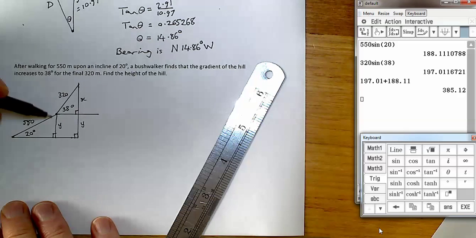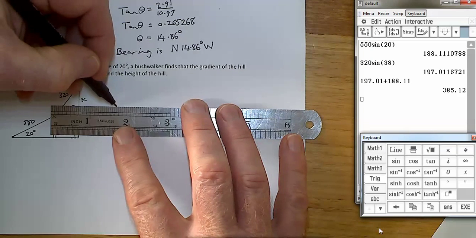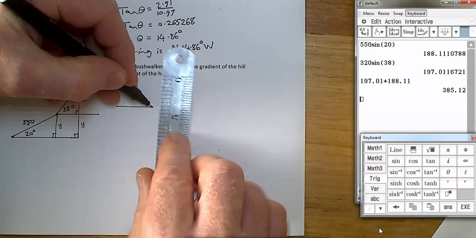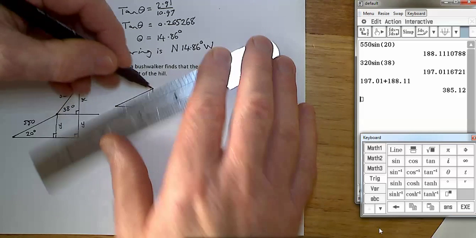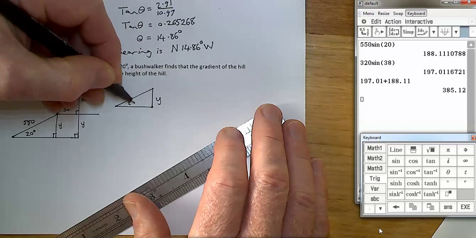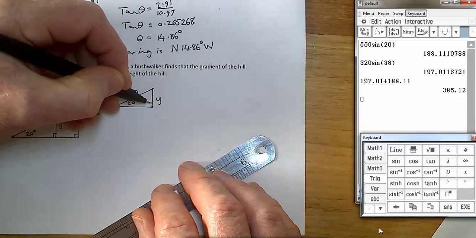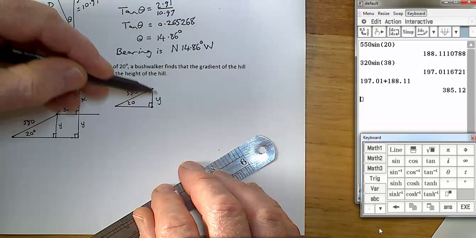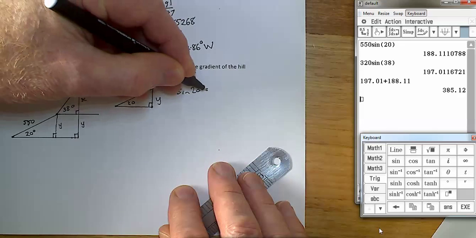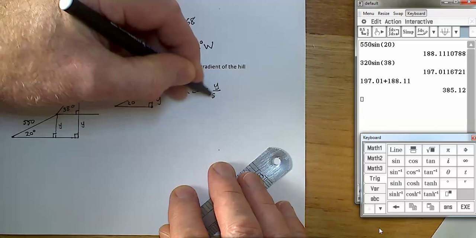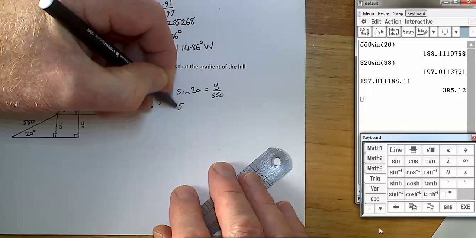Let's start with this triangle here. I think it was the first one that they walked, and it might be a good idea just to do a quick redraw of the triangle. It sometimes helps save confusion. We're looking at y, 20 and 550. And we can say that in that triangle, it's opposite and hypotenuse. That's a sine question. The sine of 20 equals opposite over hypotenuse. Now if we times both sides by 550, that will get y by itself.